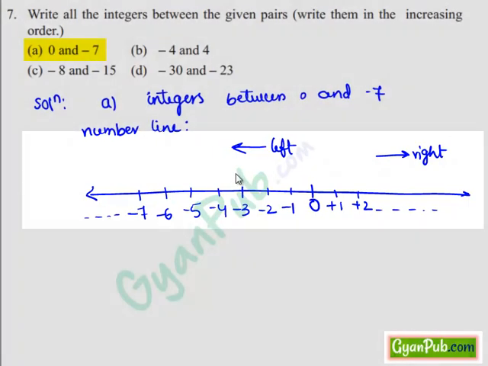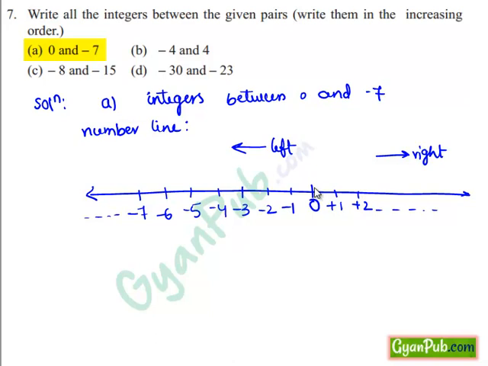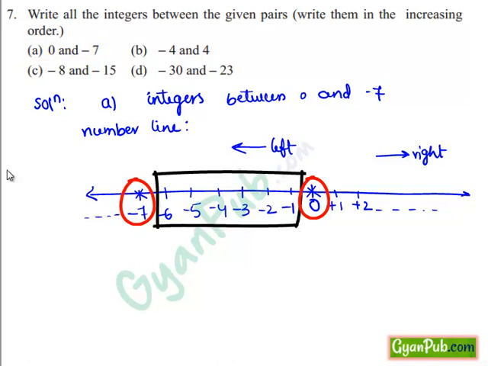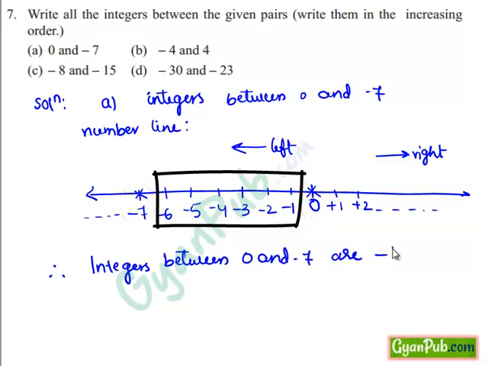To write integers between 0 and minus 7, mark the given integers, that is 0 and minus 7, on the number line. To write integers between minus 7 and 0 in increasing order, we know that as we move right on a number line, numbers are in increasing order. So, minus 6, minus 5, minus 4, minus 3, minus 2 and minus 1 are the integers between minus 7 and 0, and these are in increasing order. Hence, integers between 0 and minus 7 are minus 6, minus 5, minus 4, minus 3, minus 2 and minus 1.